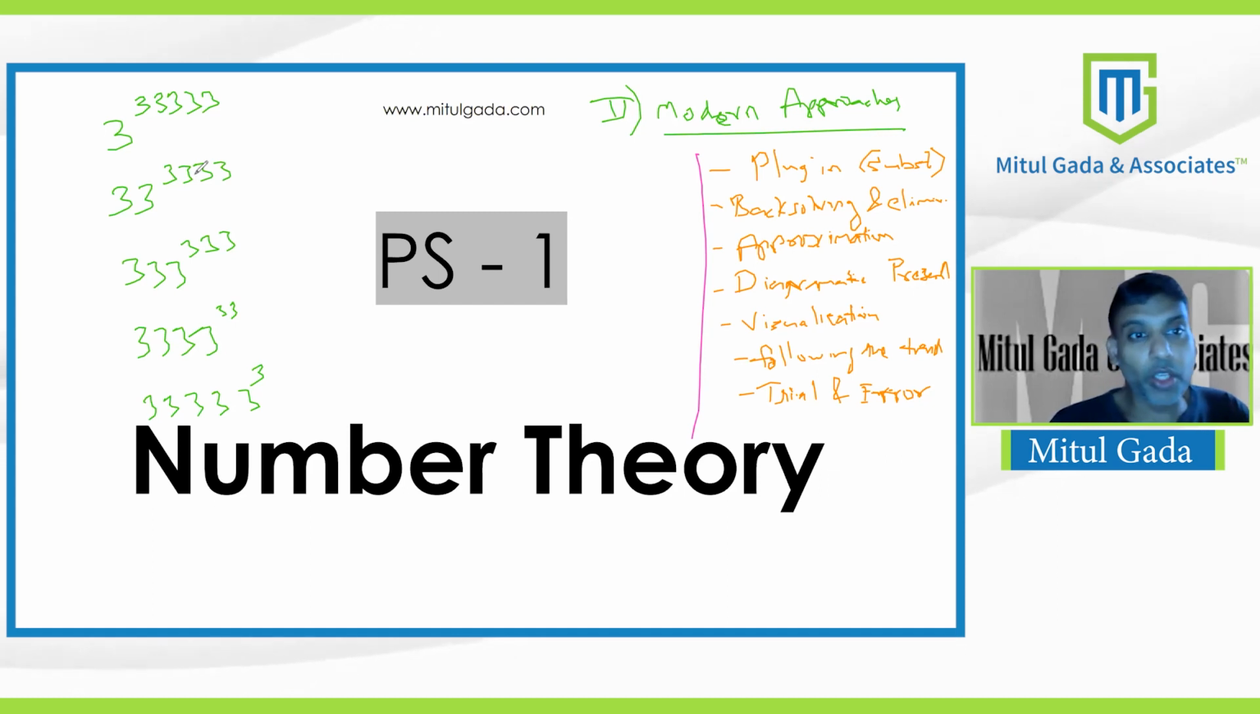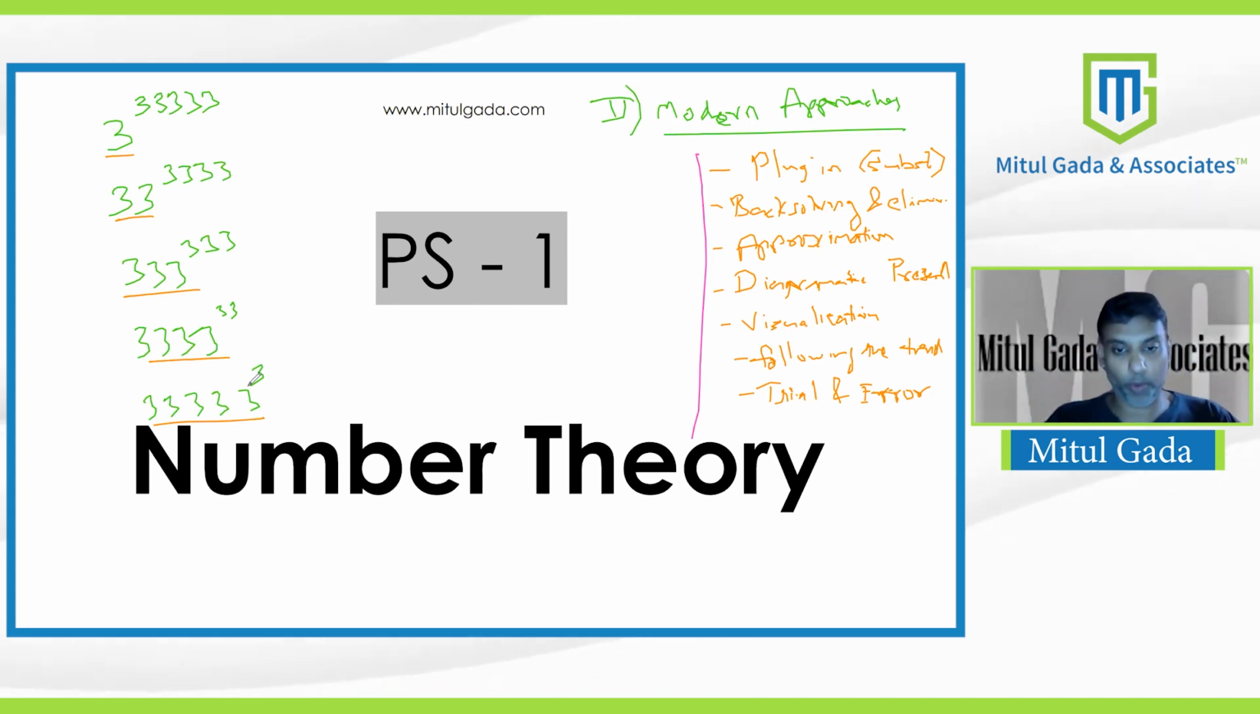Just that your base is slowly increasing and your power is slowly decreasing. There is a pattern which is formed. Because of this pattern, logically you can deduce that these values will either be in ascending order or in descending order. That means either the first option is the least and the last is the highest, or vice versa: the first is the highest and the last is the least.